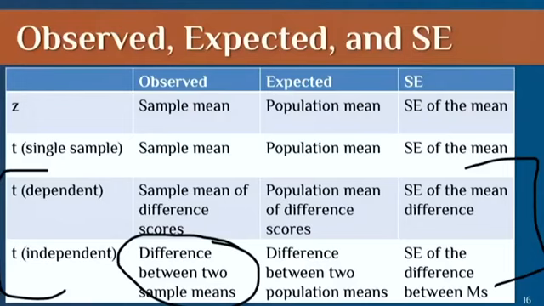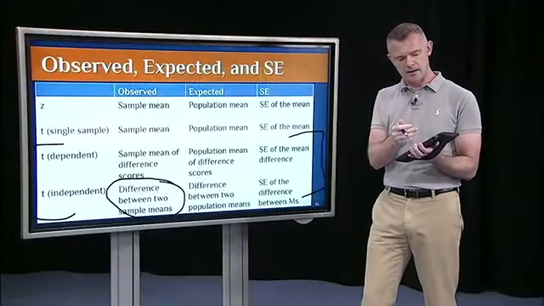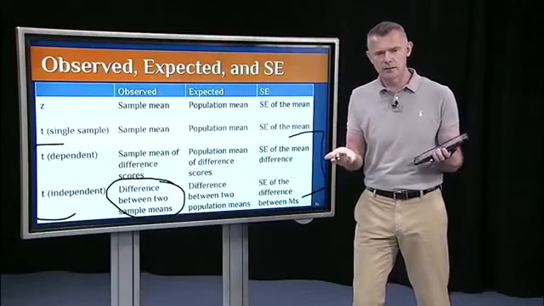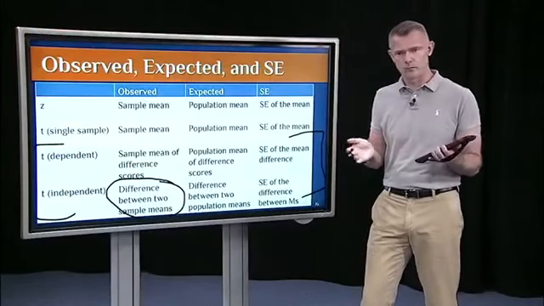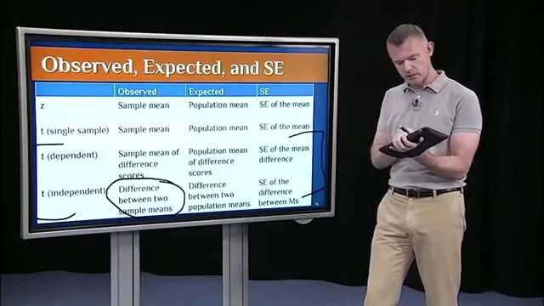So the difference is in the dependent case, we're getting different scores at the level of an individual. And in the independent case, we can only get differences at the level of a group. It's just handy to keep that in mind as we go through the math in the next two segments.